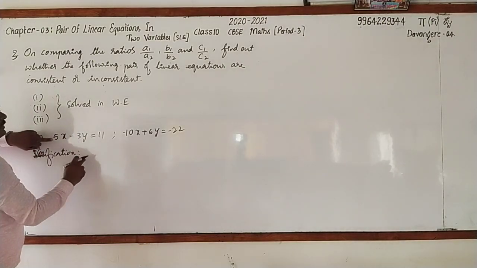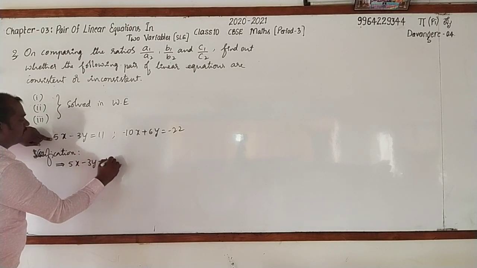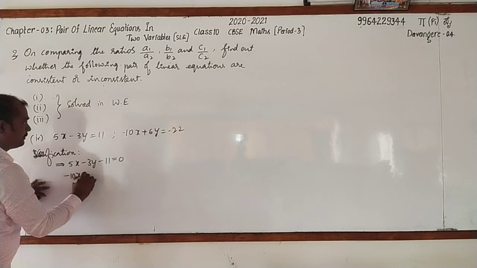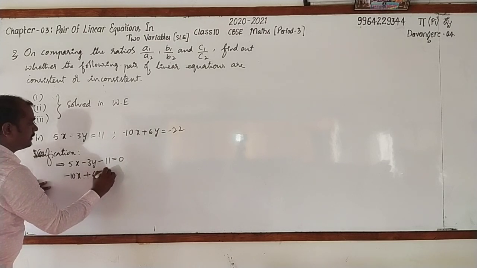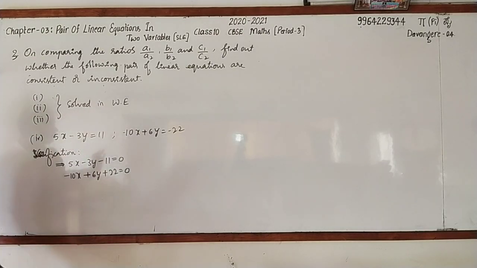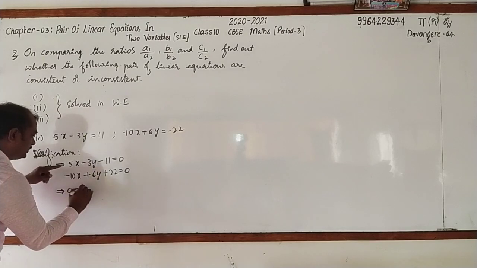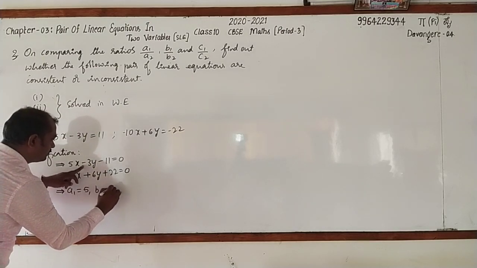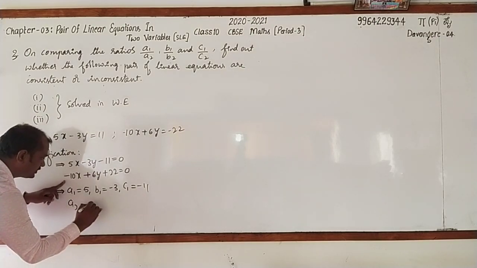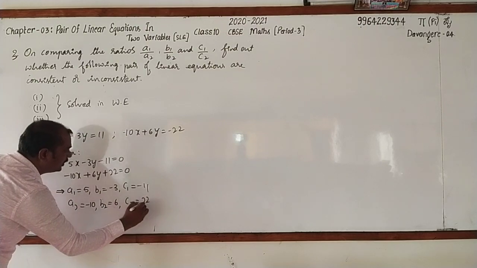Observe, 5x minus 3y equal to 11 can be written as 5x minus 3y minus 11 equal to 0. Then even this also, minus 10x plus 6y minus 22 becomes plus 22, it is equal to 0. Right? Now let us go for writing all the coefficients. A1 is 5, B1 is minus 3 and C1 is minus 11. Then A2 is minus 10, B2 is 6 and C2 is plus 22.